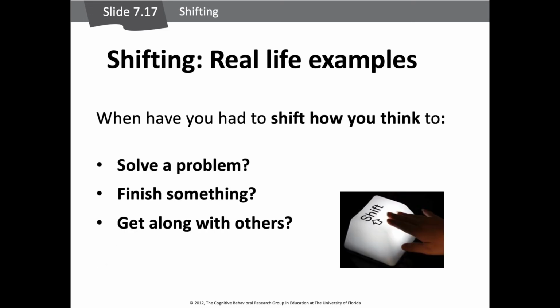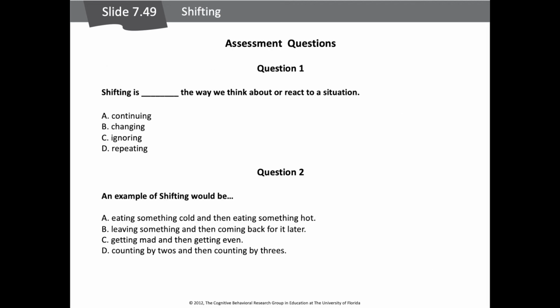Now it's your turn to think of an example when you had to shift the way you were thinking about something to solve a problem, finish something, or even get along with someone. Pause the video and write down your example on a piece of paper or the blank space on your workbook. When you're done, press play to continue. Now let's turn to the content questions for Unit 1, Lesson 7 to check your comprehension. Please pause the video to answer the questions. When you're done, press play.